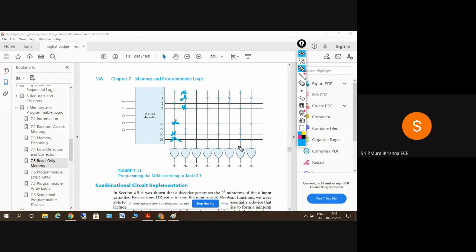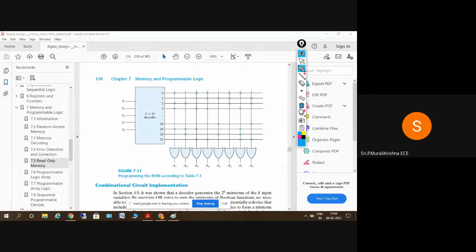What will the designer do? The designer will blow the fuses whenever there is no need of connection between the decoder and the OR gates. Initially they are all highs, so initially the fuses are intact. The meaning of fuses is just like your electrical fuses; here also we have fuses. The fuses will be blown when there is a zero, and the fuses will be intact when there is a one.